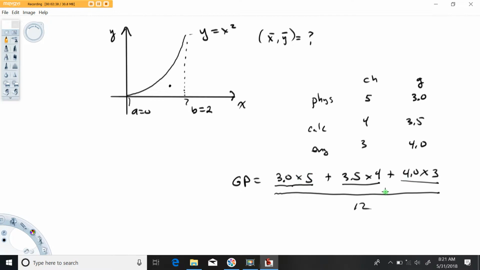So let's go ahead now and talk about how we use this concept to calculate a centroid.